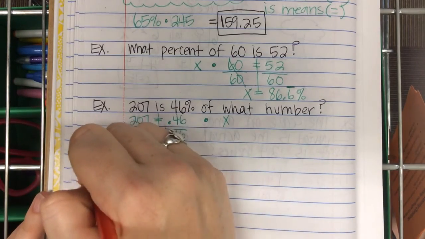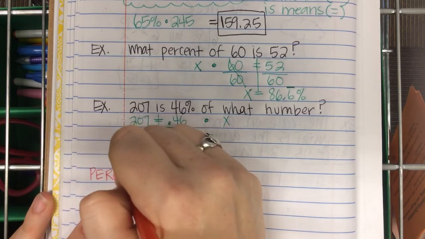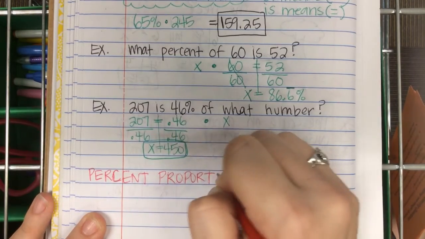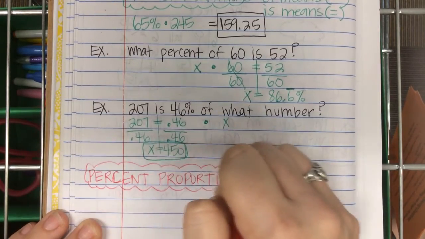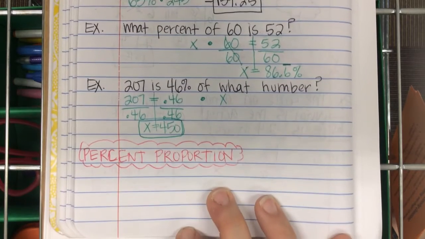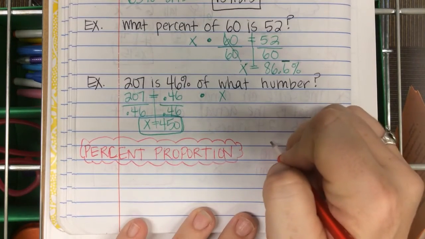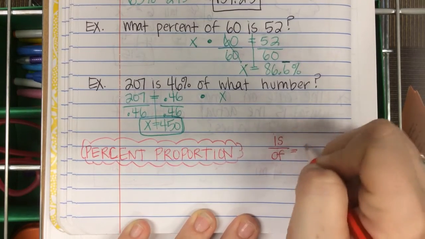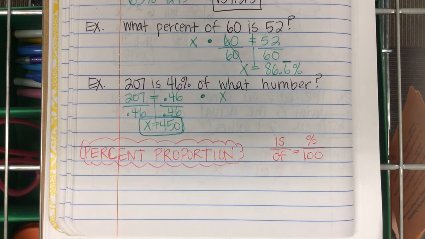The second way is what's called the percent proportion. The second way to solve these problems, if this way doesn't work for you, you can use the percent proportion, which is this: is over of equals percent over 100. You have to memorize it.